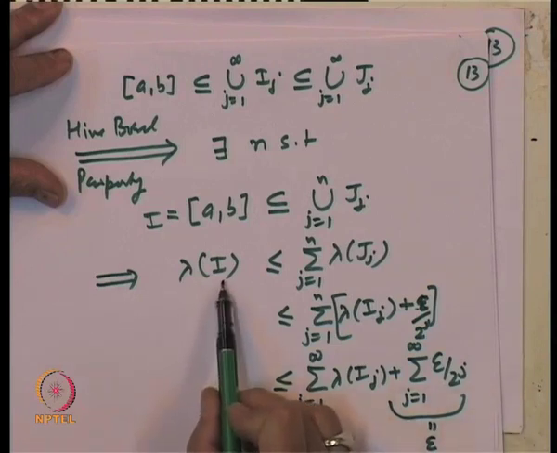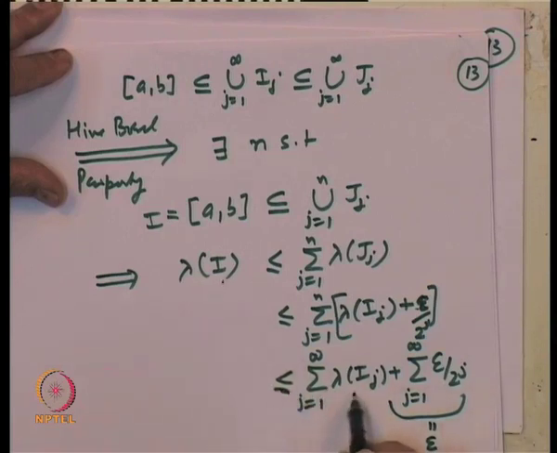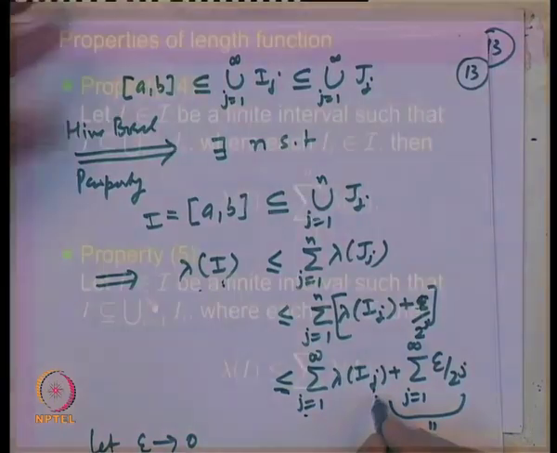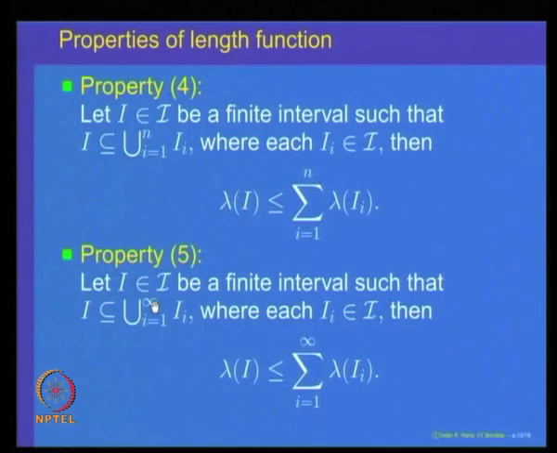So what we are saying is the length of I is less than or equal to the sum of the lengths of I_j's plus a number epsilon, but epsilon was arbitrary. So let epsilon go to 0. We get that the length of I is less than or equal to the sum of the lengths of I_j's. So the countable property that we looked at, namely the length of I is less than or equal to the sum of the lengths of I_i's, holds whenever an interval I which is finite is covered by any countable union.